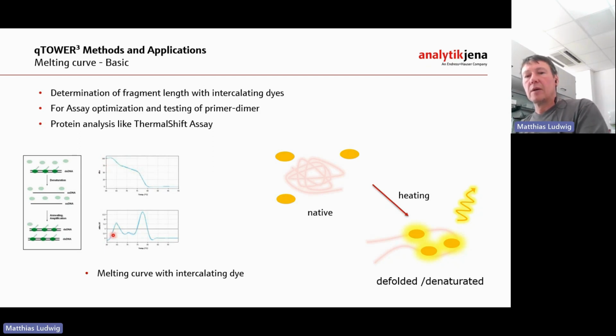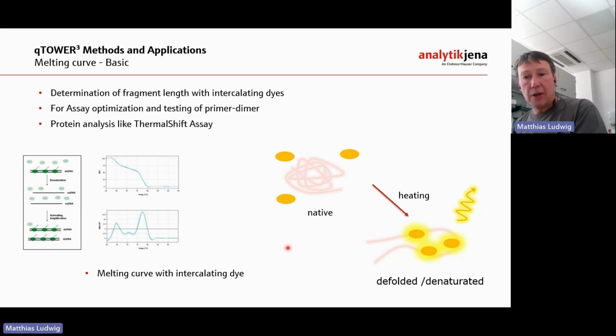So this is a typical curve of a melting experiment, and you can see here two different shoulders, and the software calculates for you some peaks, and these peaks give you the information about the melting temperature. For example, here we have a lower melting temperature compared to this one, and this gives us the information: this is a shorter fragment compared to this one.